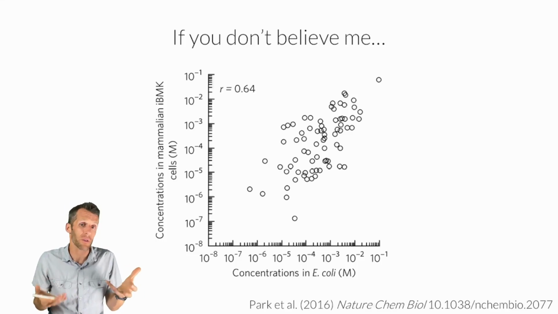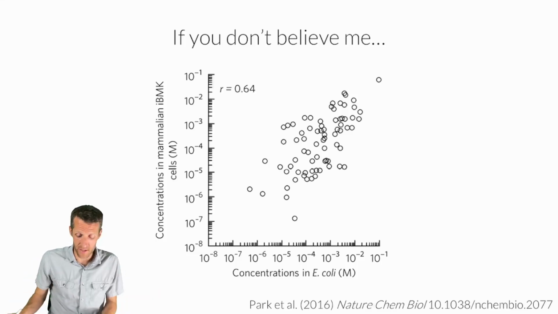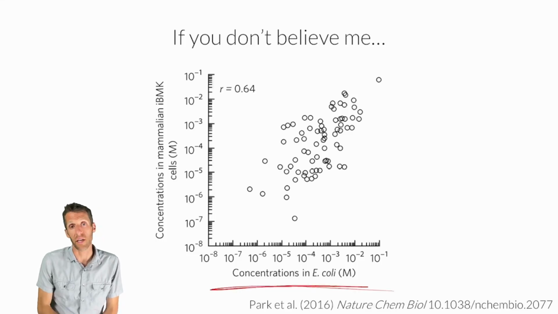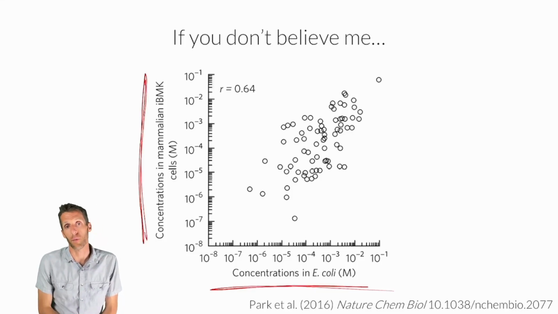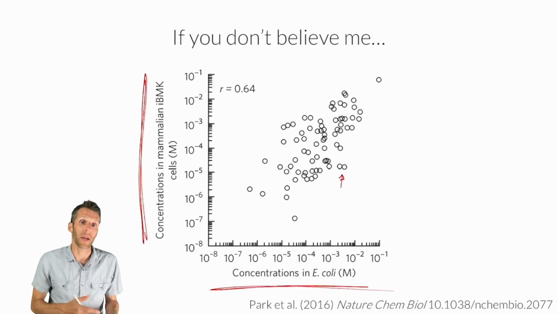And they do change in response to things a little bit. But to a first approximation, this really is true. And here's a fantastic example of this. What this is showing is the measured concentrations of stuff in E. coli cells. And this is the measured concentration of stuff in some mammalian cells. These are both being grown in culture. Each of these circles is an individual metabolite, say glutamate or glucose or that kind of thing.